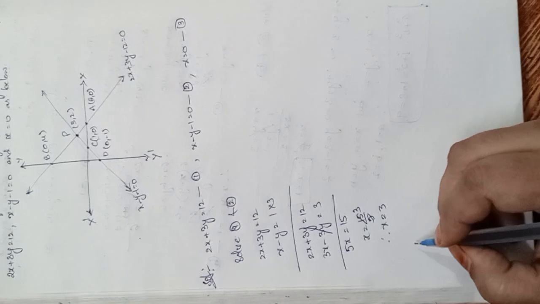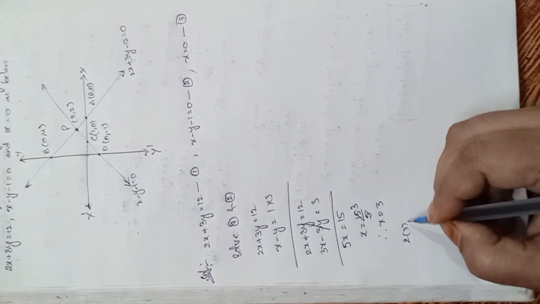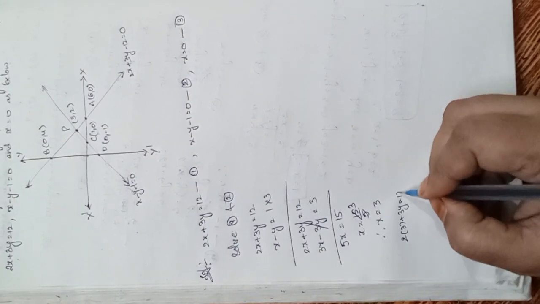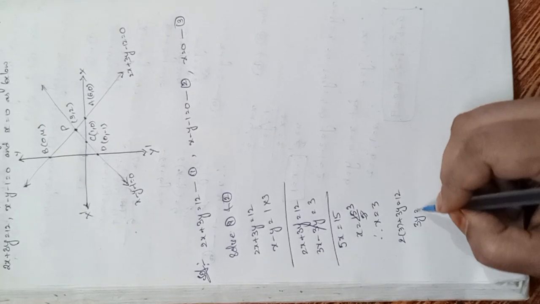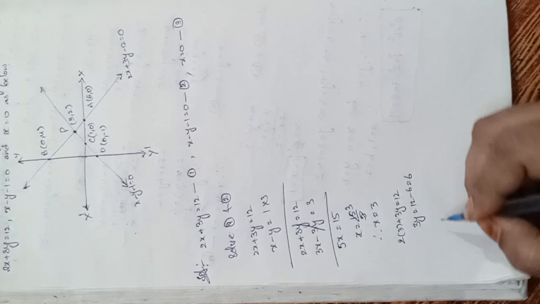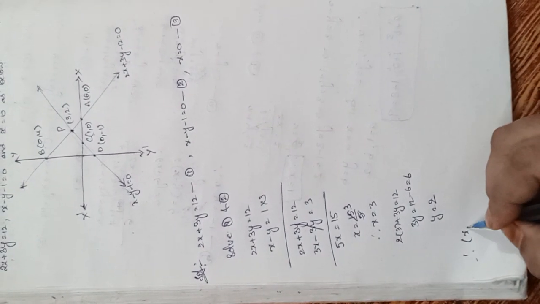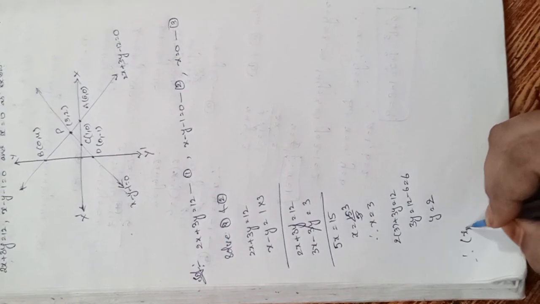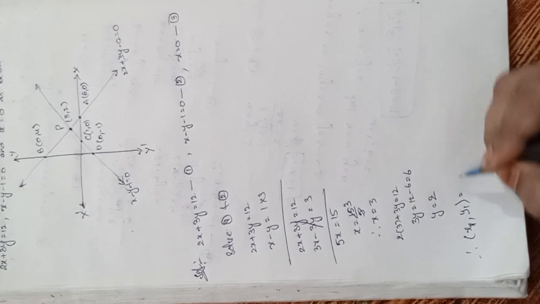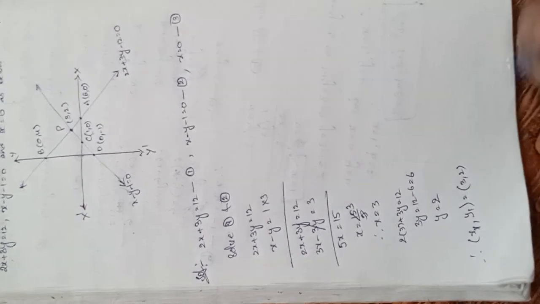Substitute the x value in any of the equations. 2 into 3 plus 3y = 12. 3y = 12 - 6 = 6. y = 2. Therefore, (x1, y1) = (3, 2).